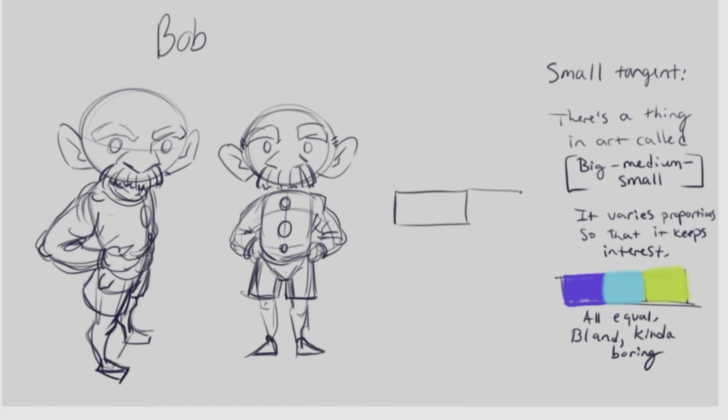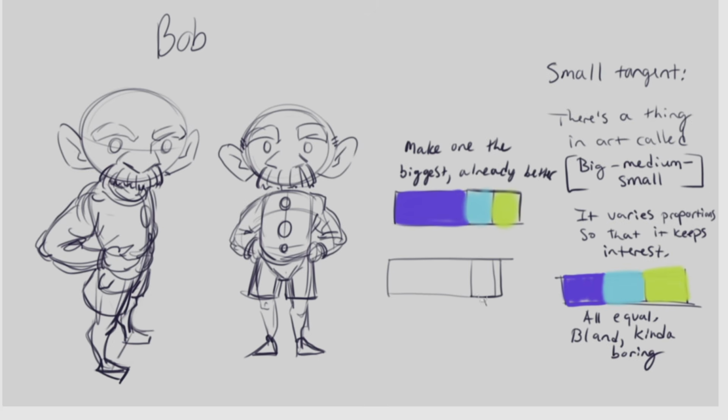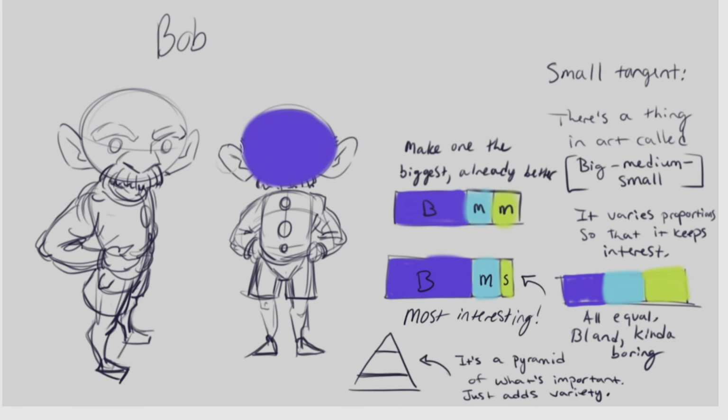So let's take that same rectangle and make one square bigger than all the others. That's a lot more interesting, but we can push it more. This is a lot more interesting. Even looking at Bob, you can see a little bit of this going on. His head is obviously the big shape, the torso is the medium-sized shape, and the legs are the small.